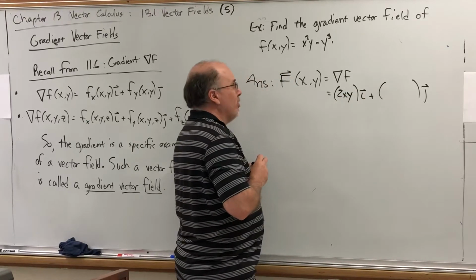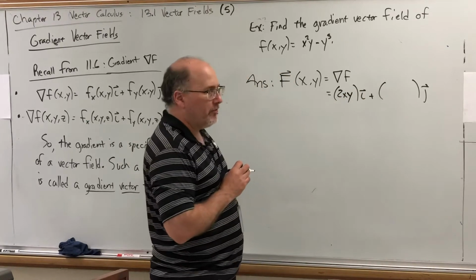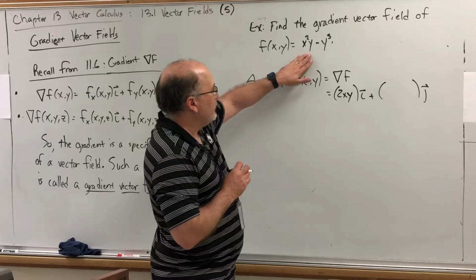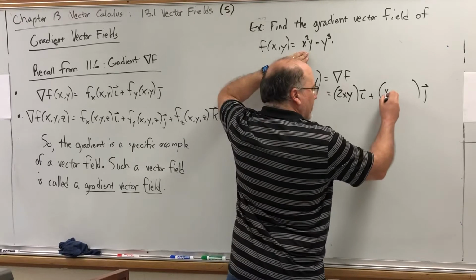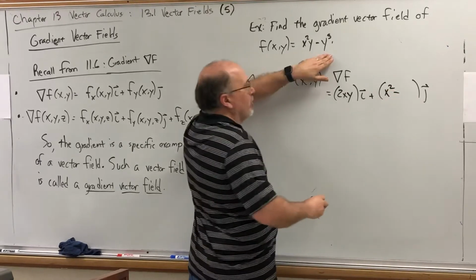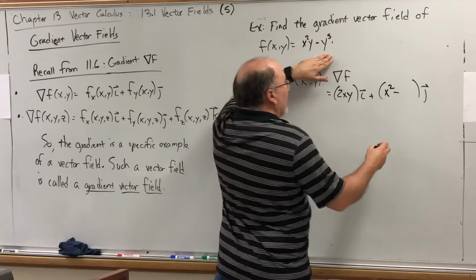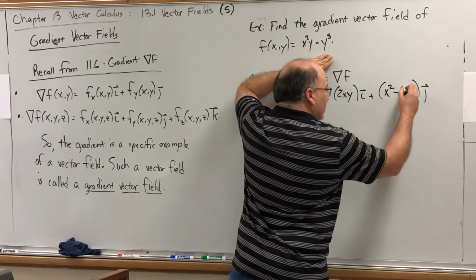And for the j component function, we need to take the partial derivative with respect to y. With respect to y, the partial derivative of x squared y is just x squared, minus the partial derivative with respect to y of y cubed, which is 3y squared.